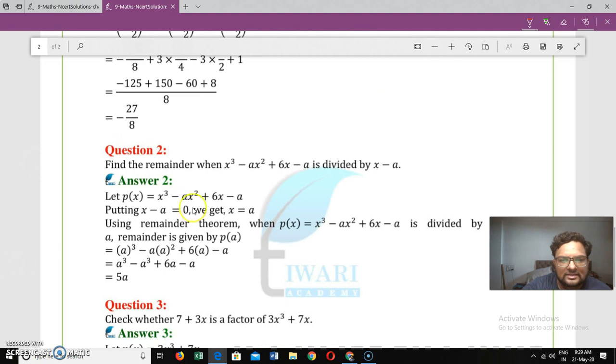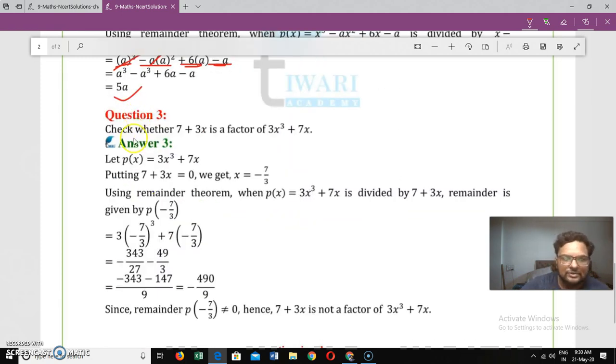Let's go with the most important question, that is question number 2. Find the remainder when the given polynomial is divided by x minus a. So x minus a is the divisor. So x minus a equals to 0, as I said, x equals to plus a. So keep the value of a in the place of x. Wherever you find x, keep the value of x equals a. So this is a cube minus a into a square plus 6a minus a. So plus a cube, this will be a into a square, minus a cube. These two are cancelled. We are left with 6a minus a. 6a minus a will give you 5a. I hope you are getting all.